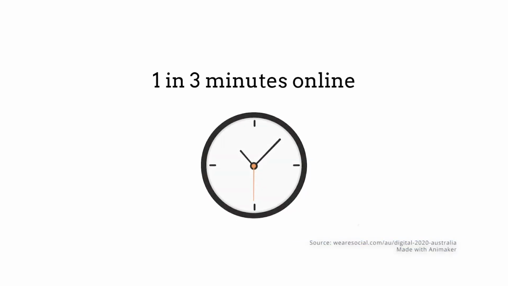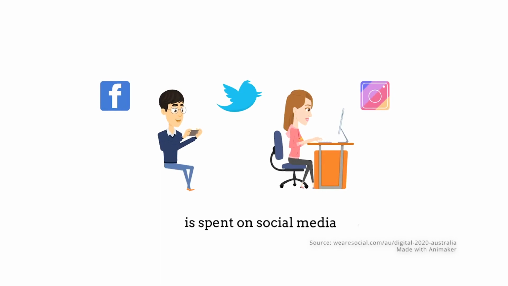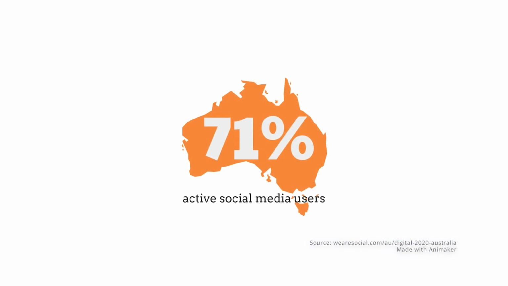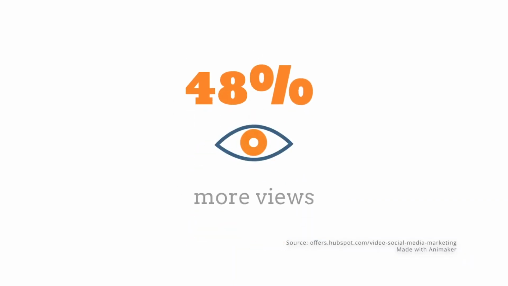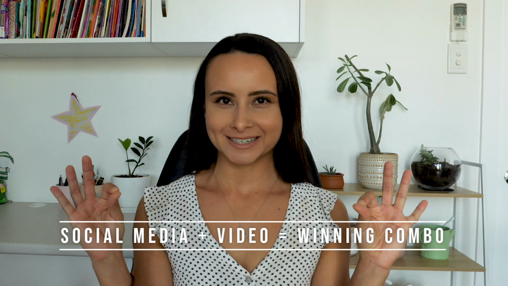Why should you be using video? Here are some key stats. In Australia, 1 in 3 minutes spent online is spent on social media. 18 million Australians are now active on social media, which is 71% of our total population. Social media posts with videos have 48% more views. So, in short, social media plus video equals a winning combination.